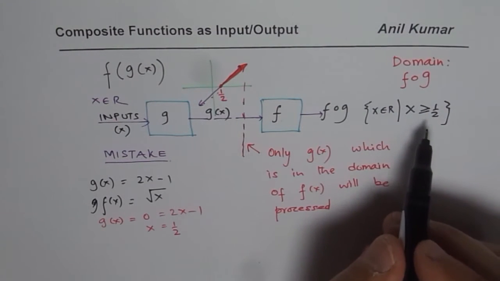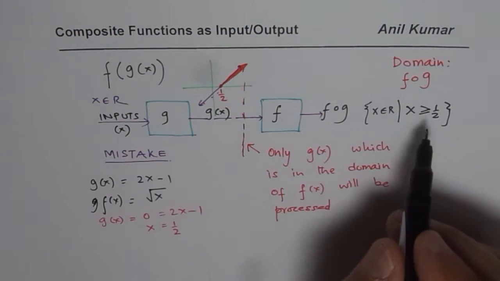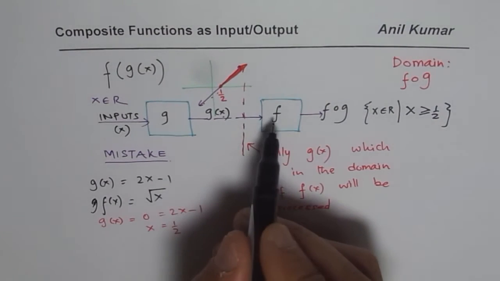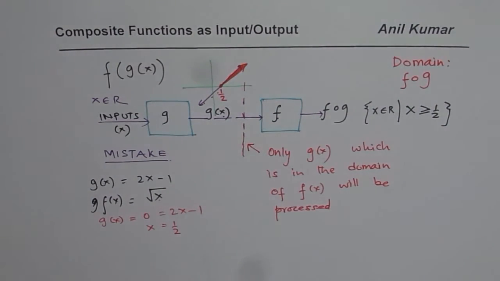Since only if we have a value of x which is greater than or equal to half will it give us g of x which can be processed further by our second function, the outer function. You get the idea. So that is how our input-output operation is slightly different from the composite function's input-output, right?